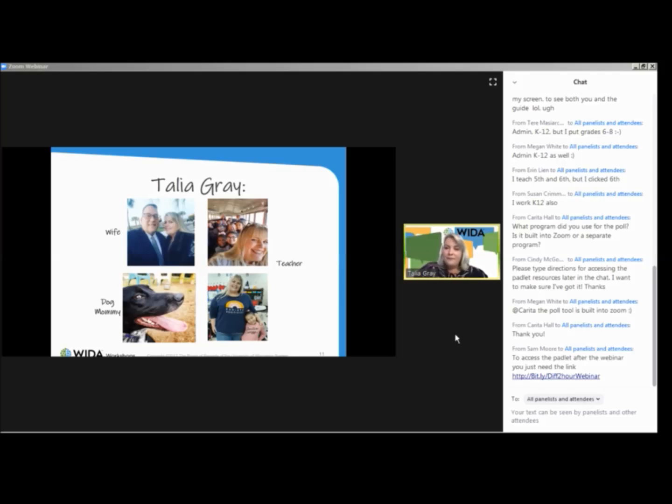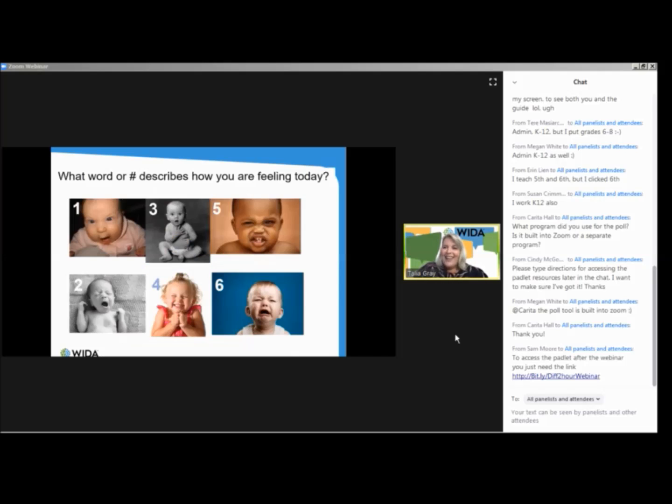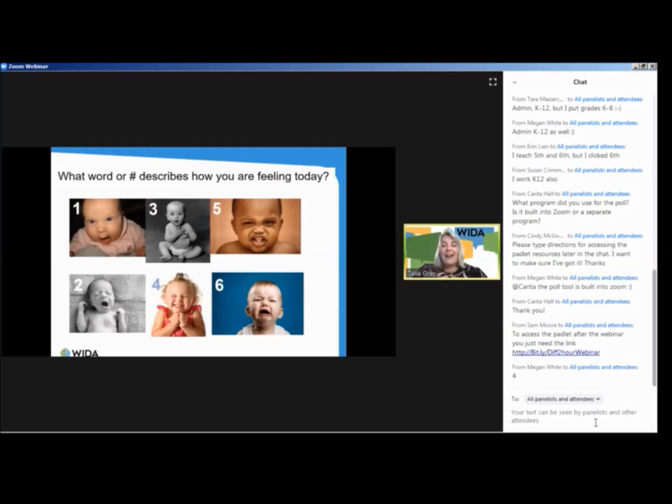Now, the next question is I would like for you guys to describe how you're feeling today. I want you guys to choose one of these cute, cute babies' pictures and tell me which one sort of encapsulates your feelings for today. And I don't remember if I have a poll for this. I think I do. Let's see. No, I do not. So if you'll just in the chat box put which number you feel like this morning. You're a 4. I am a 4 too.